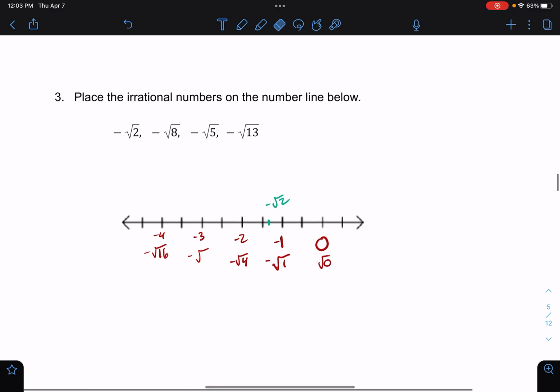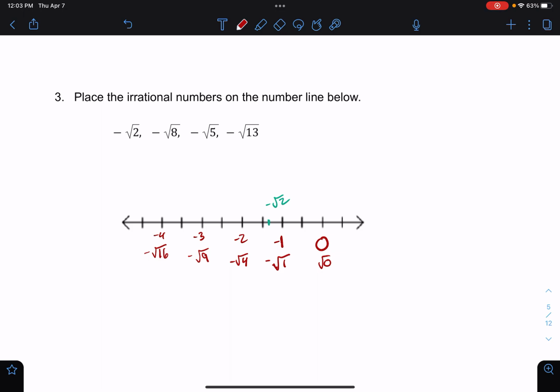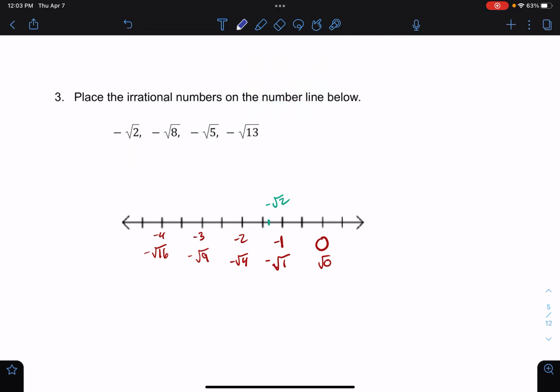Oh, I found a typo. I'm sorry, guys. I wrote something wrong. If you had caught it and we were in class, you would have gotten a Jolly Rancher. I apologize. Okay, and the negative square root of 8 would be between the negative square root of 4 and the negative square root of 9, but pretty close to the negative square root of 9, so like right there.